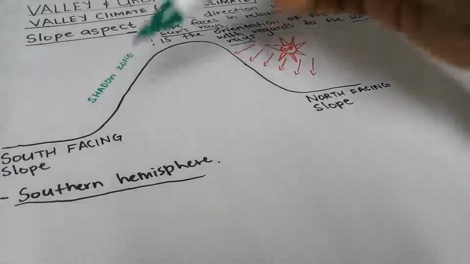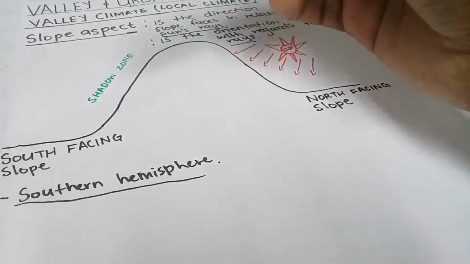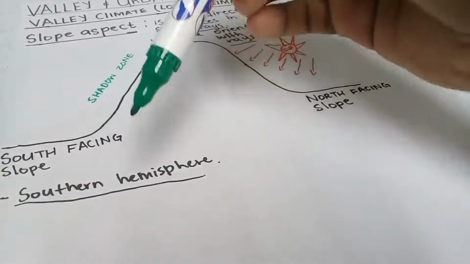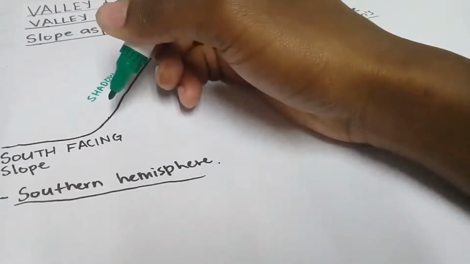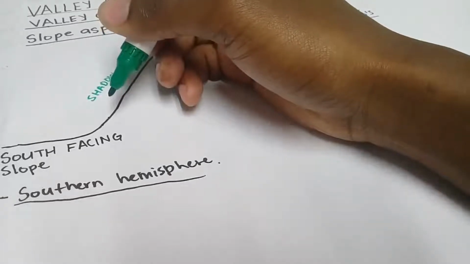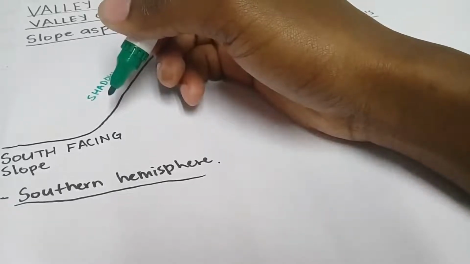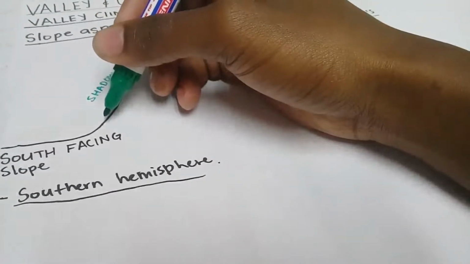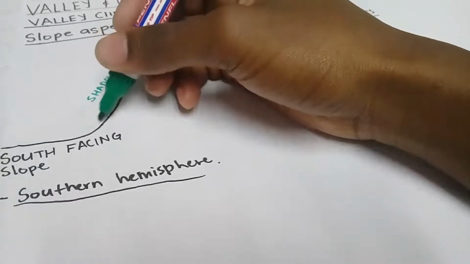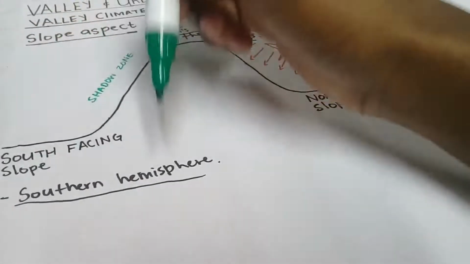Then, since there is not much sunlight in the shadow zone, which is the south-facing slope in the southern hemisphere, the shadow zone will tend to have some plants that don't require much heat or sun's rays in order to photosynthesize. Also, this side is going to be moist. There will be a lot of moisture in the soil of the shadow zone of the south-facing slope in the southern hemisphere. Bear in mind.